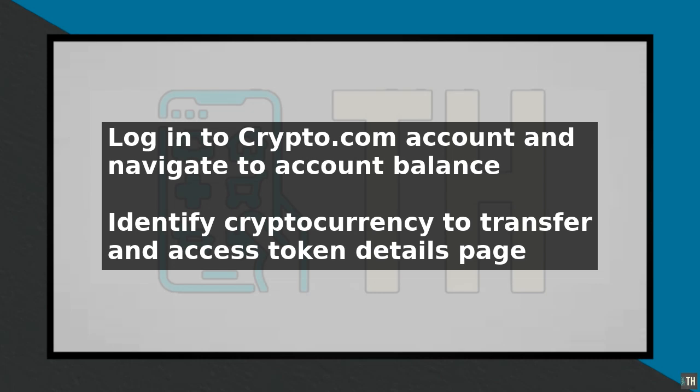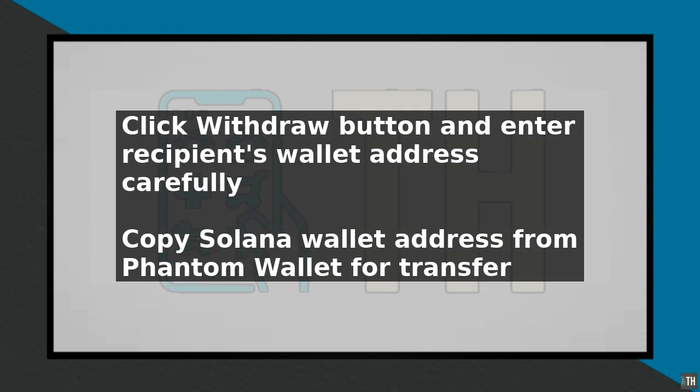Since you are transferring to Phantom Wallet, open your Phantom Wallet and click on the Receive button. Copy the Solana wallet address provided by Phantom Wallet. Go back to Crypto.com. Paste the Solana wallet address into the recipient field and enter the amount you want to transfer. Make sure to check the transaction fee and the minimum withdrawal amount before confirming the transaction.